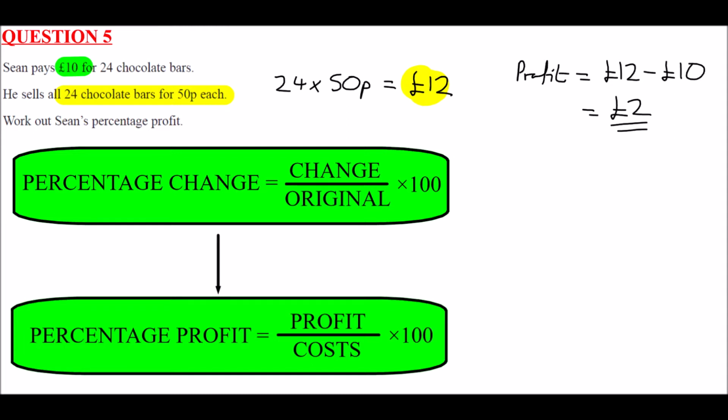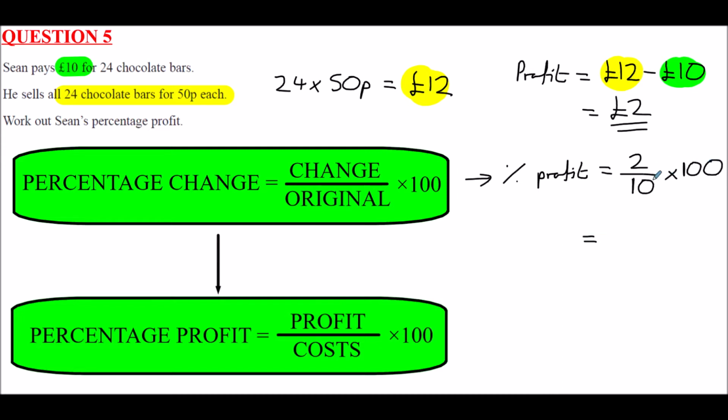So we're not done yet, but we're on the right lines. We now need to put these values into this formula. So therefore, his percentage profit is the actual profit he's made, which is £2, divided by his initial costs. Well, initially it cost him £10 to buy the chocolate bars, multiplied by 100 to change it into a percentage.